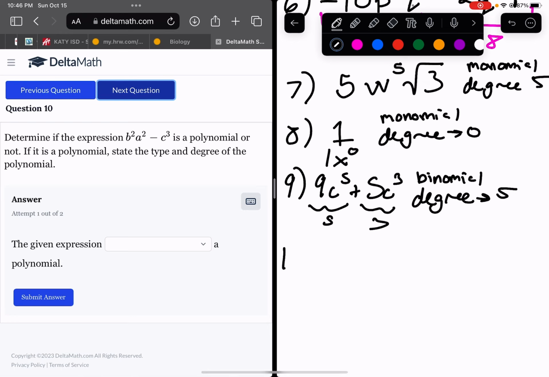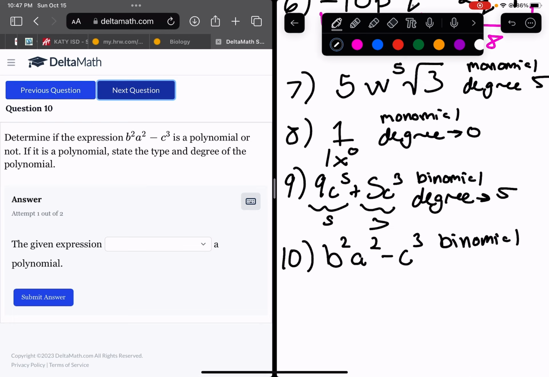All right, next one. B squared, a squared minus c to the 3rd. So, is this guy a polynomial or not? Does he break any of the rules? He doesn't. All right, so he is a polynomial. Again, we have a binomial. We have tons of binomials and monomials here. And the degree of the first term here is 4. The degree of the second term is 3. So the degree overall is going to be 4. You got to go with the highest one.